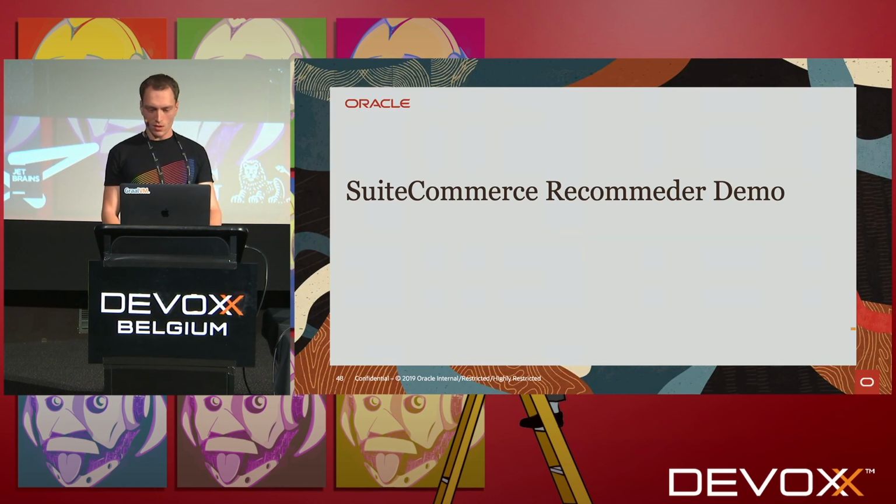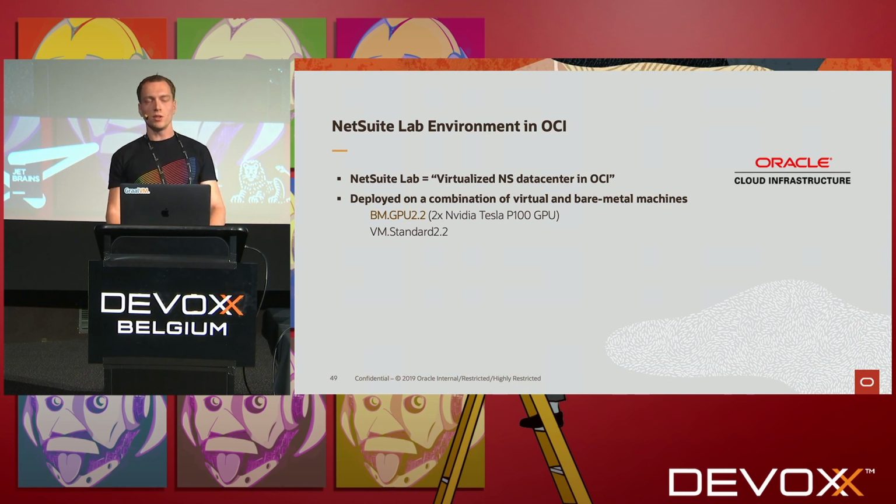Right back. Awesome. So what did we do to make this all happen? First, we acquired something we call NetSuite Lab environment, which basically mimics a NetSuite data center. We deployed it on a combination of multiple OCI shapes. OCI stands for Oracle Cloud Infrastructure. We used a combination of bare metal machines and virtual machines. One of them has GPUs, which is handy.